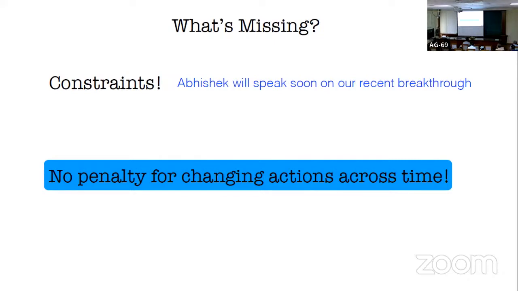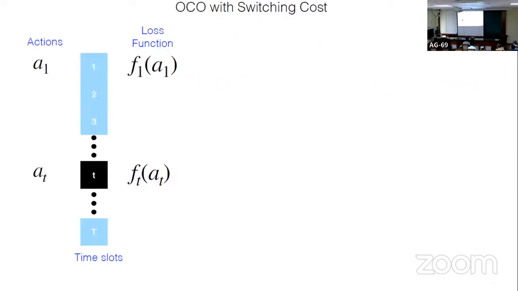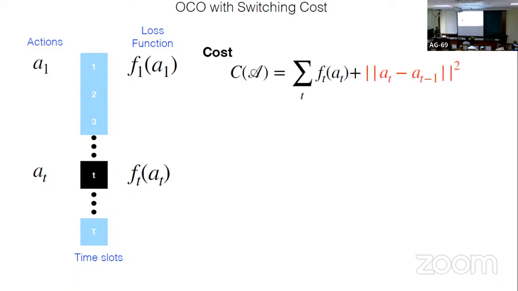In the setting I've described, there was no penalty for changing actions across time. You could arbitrarily change your actions and there was no penalty for it. But that is not something which is appreciated by engineering people, and I will tell you why. Instead of just the cost being evaluated at your function, I will also additionally charge you if you move your actions across time. So this is the additional penalty I'm adding compared to just the loss function.